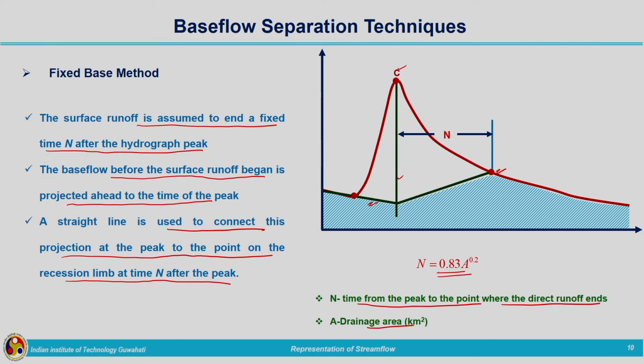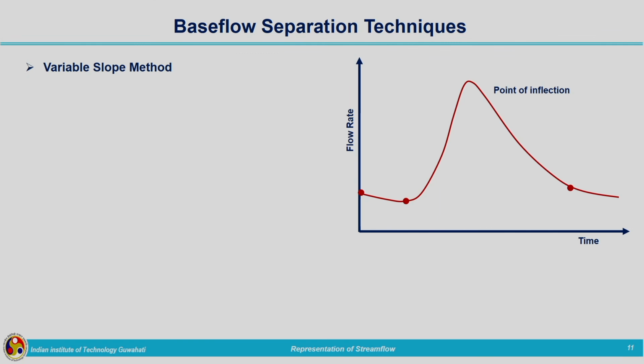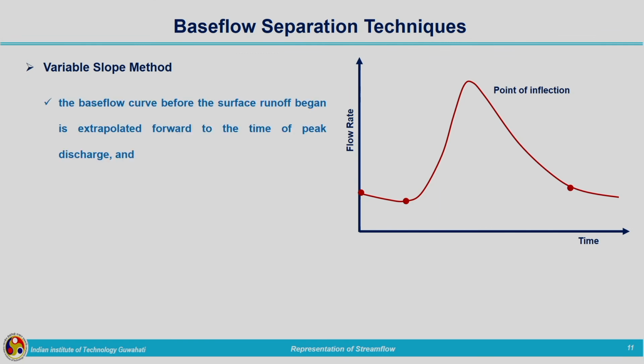This is the fixed base method, and the third method is the variable slope method. In this case, the base flow curve before the surface runoff has begun is extrapolated forward to the time of peak discharge. So, you can see here, that is our beginning base flow region, that is extended like this.